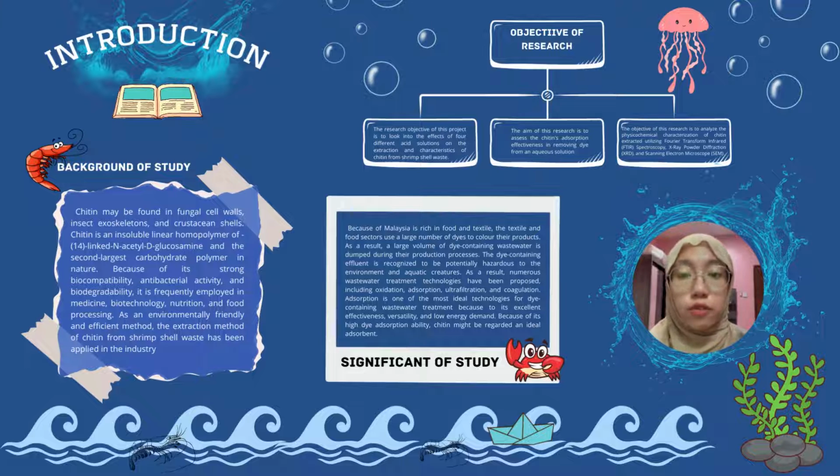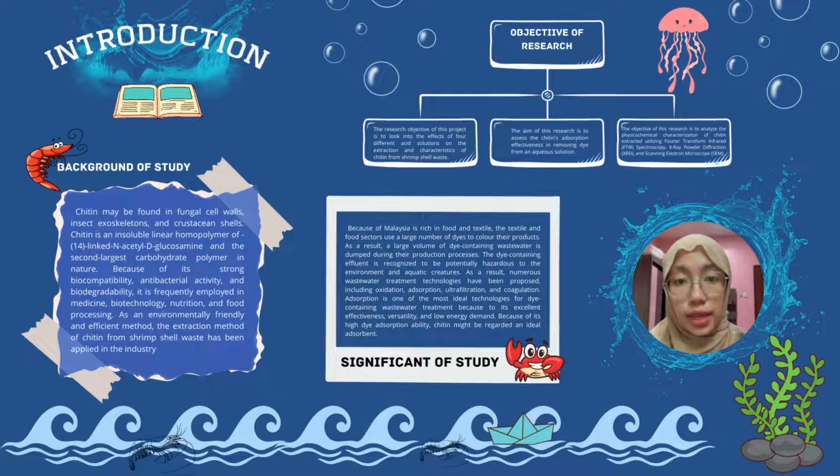Okay, the objectives of this project that we identified are as follows. First, the research objective of this project is to look into the effect of 4 different acid solutions on the extraction and characteristics of chitin from shrimp shell waste. Second, the aim is to assess the chitin absorption effectiveness in removing dye from an aqueous solution.